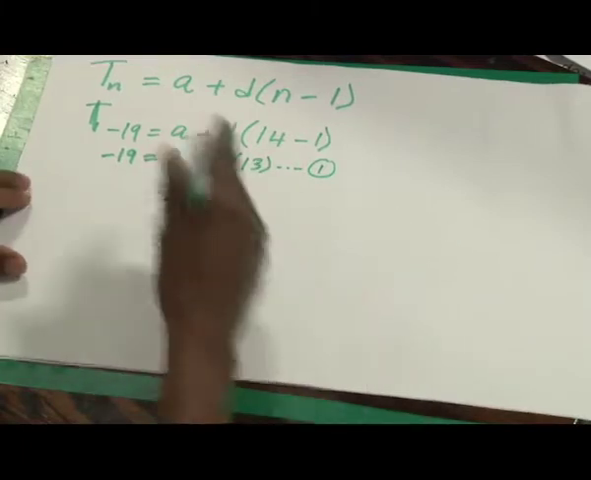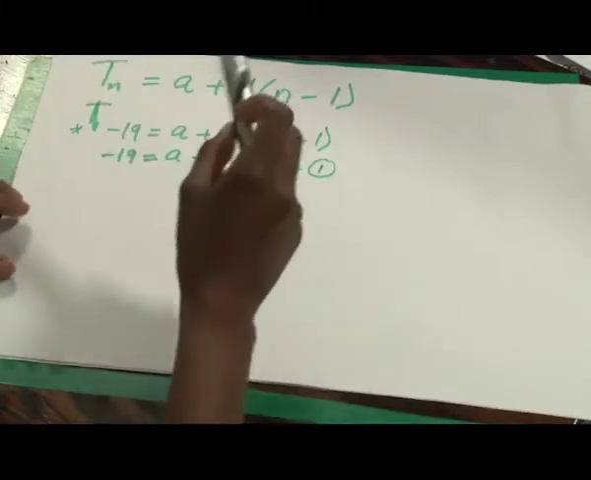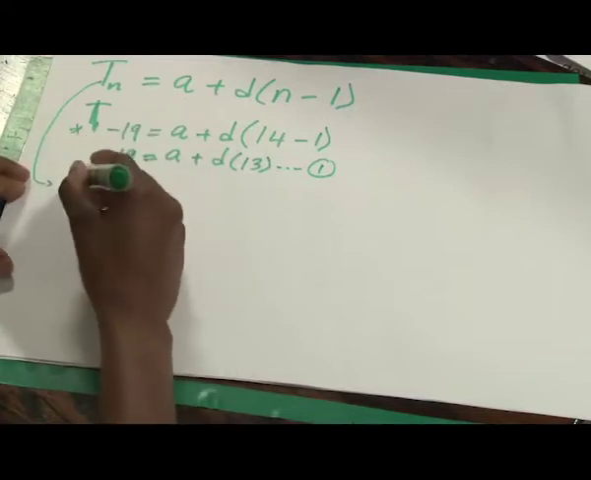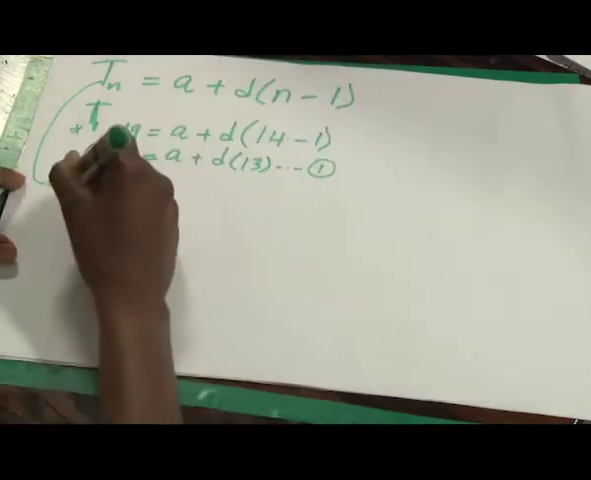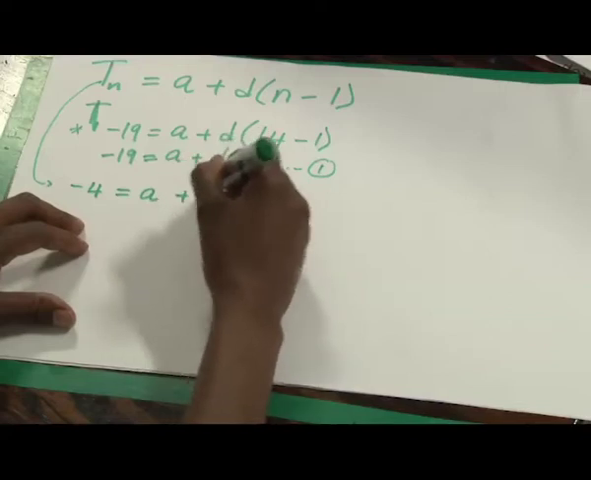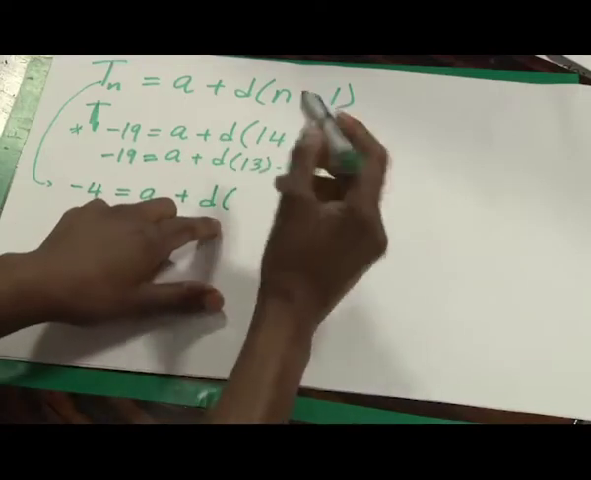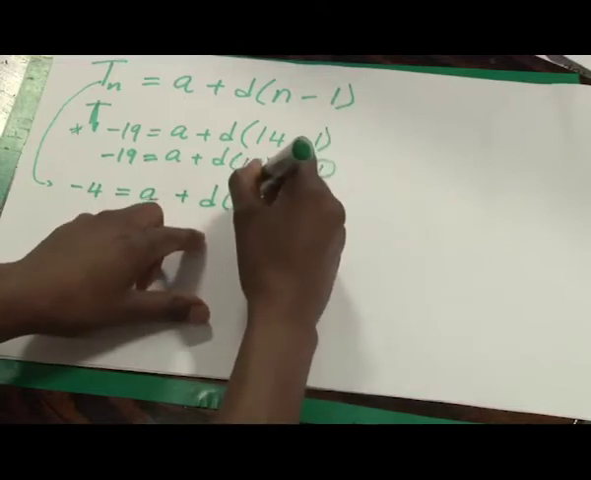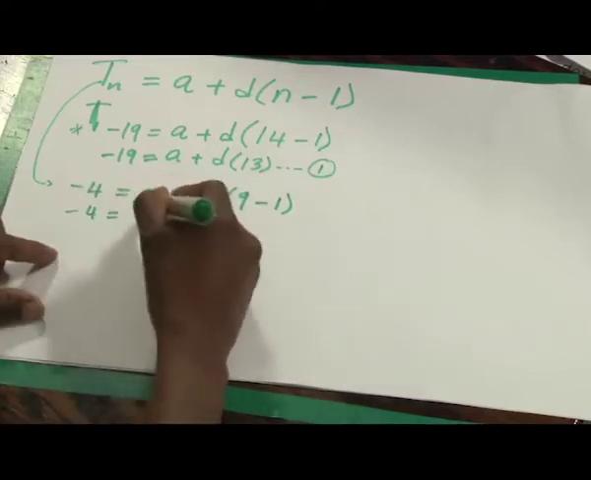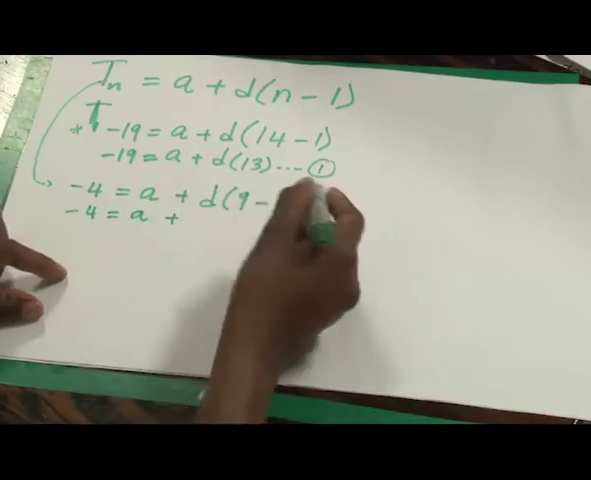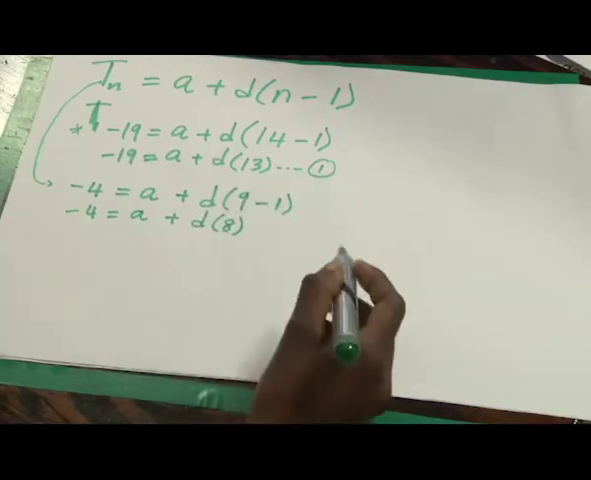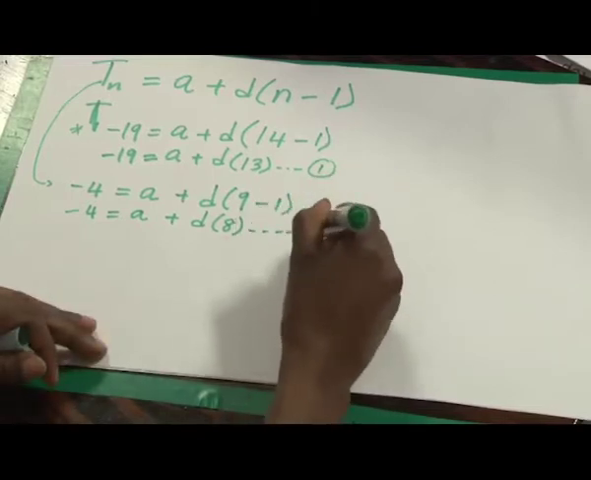And then we have another piece of information, which is the 9th term, which is negative 4. So there the value of Tn is negative 4. A, we don't know, plus D, and n is 9, so we have 9 minus 1. If we simplify this, we have negative 4 equals A plus 9 minus 1, which is 8, so this is 8D. So this is our equation number 2.